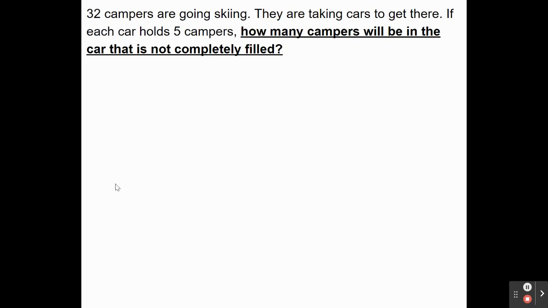Now let's interpret the remainder. 32 campers are going skiing. They are taking cars to get there. If each car holds 5 campers, how many campers will be in the car that is not completely filled? Let's start by writing the equation. We have a total of 32 campers, and we are going to put 5 campers in each car. So we can divide 32 divided by 5. Well, this will get us a quotient of 6, remainder 2.